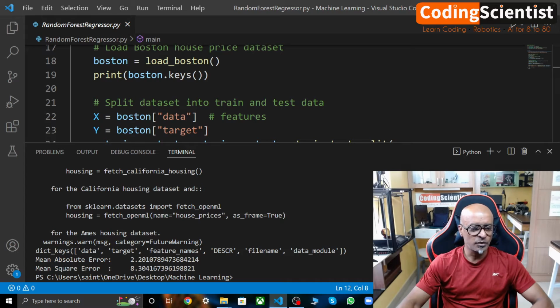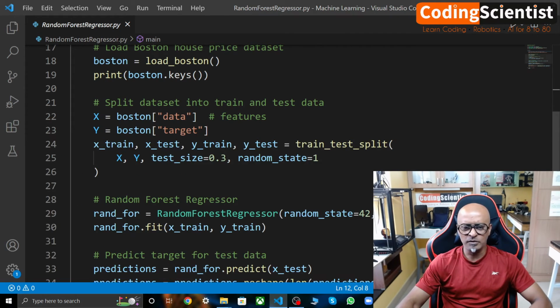All right, there you go. Here it says the mean absolute error is 2.0, and the mean squared error is 8. I think it's pretty much accurate based on the sample data, which is the house_prices data that I gave, and the frame is true. Looks like the algorithm works.